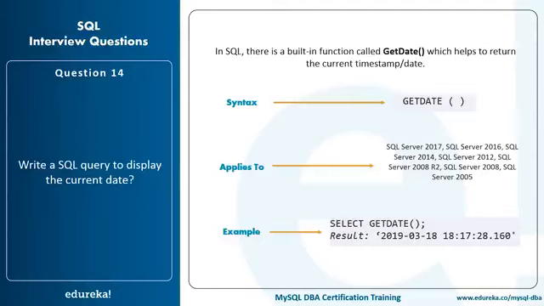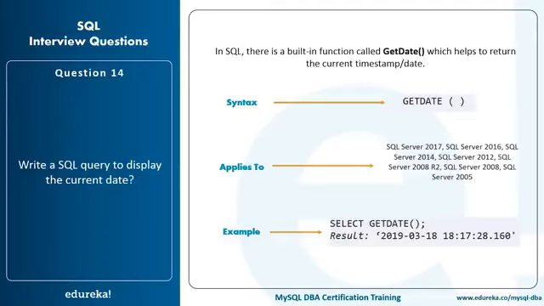Now in SQL, to display the current date, we have a function known as GETDATE. Basically with the help of this function, you can return the current date and timestamp. The syntax of the function is really simple. It's just GETDATE, and it applies to SQL Server 2017, 16, 14, 12, 2008 R2, 2008, and 2005.